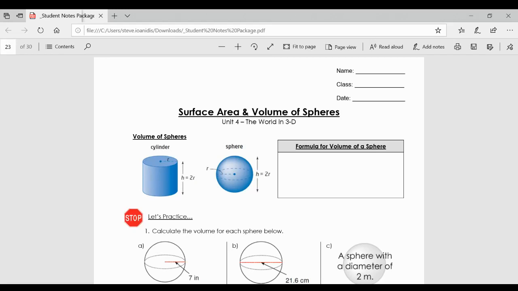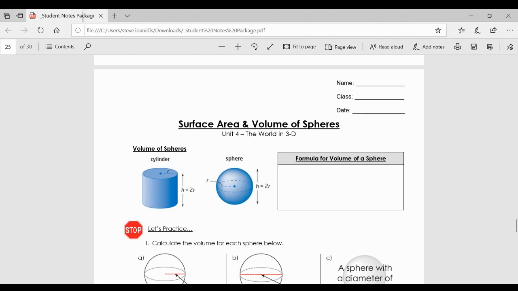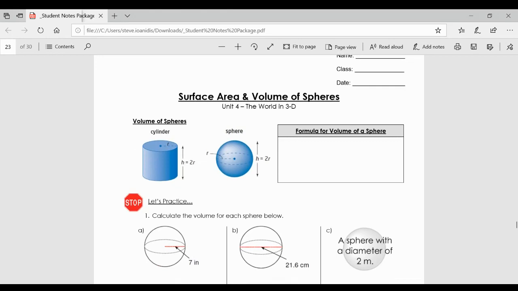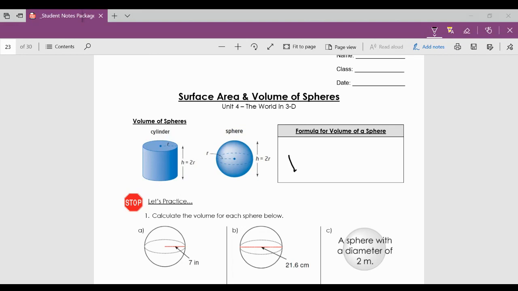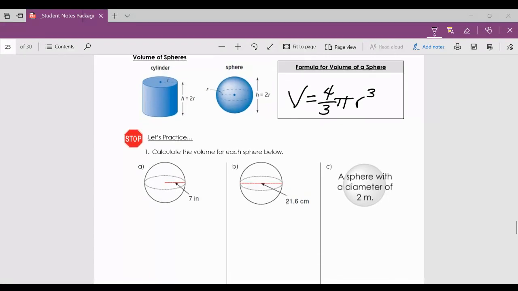Hello, Math 20-3 students. Today we're going to be talking about surface area and volume of spheres. I posted a video on how a sphere's volume is developed from the volume of a cylinder, so please watch that and you will notice that the volume of a sphere is equal to 4/3 pi r cubed. So let's try one of these questions.